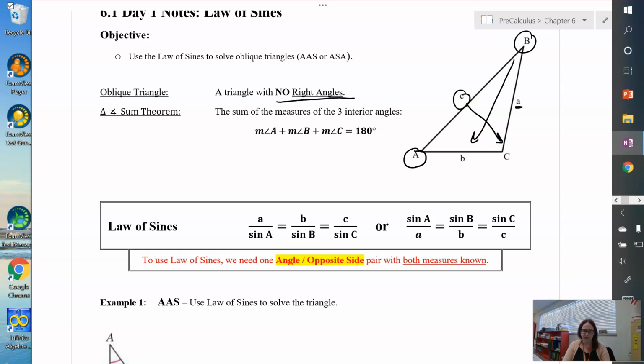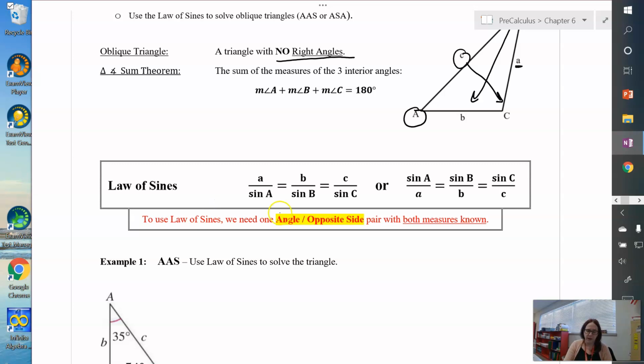Now here's what our law of sines says. Little a over sine A equals little b over sine B equals little c over sine C. Also works if you flip everything over. And what you need to use the law of sines is an opposite angle-side pair where you know both measures. So you would need to know, say, the length of a and the sine of A. That would count as an opposite angle-side pair. Same thing if you had little b and sine B, or little c and sine C.